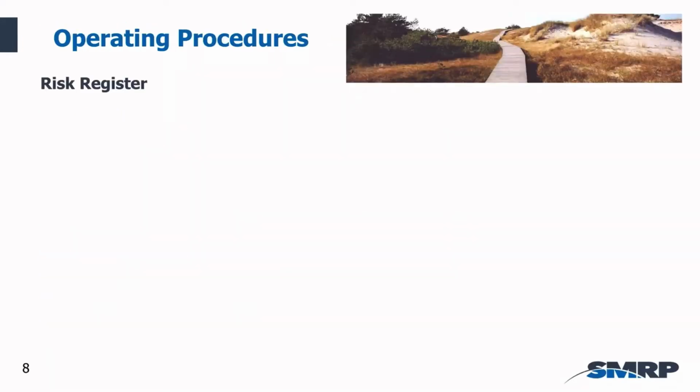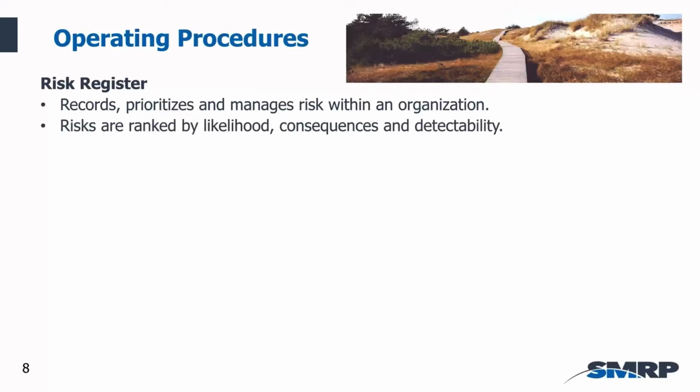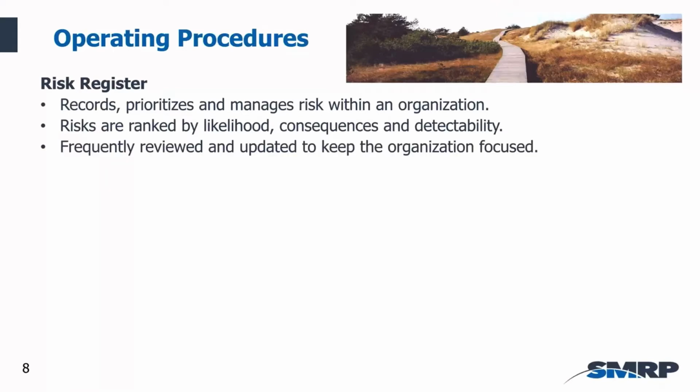There's also a thing called a risk register, and risk registers are ways to record, prioritize, and manage risk within an organization. Risk can be ranked by likelihood, consequences, and detectability, and they should be frequently reviewed and updated to keep the organization focused. And when we prioritize these, we know where we're going to expend our efforts on trying to mitigate risks.